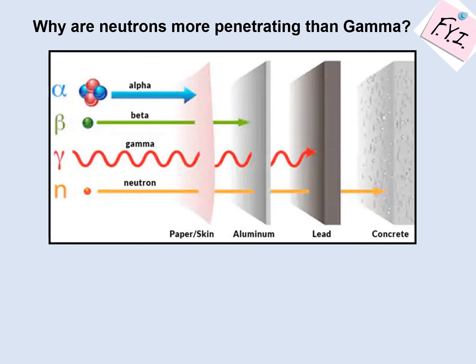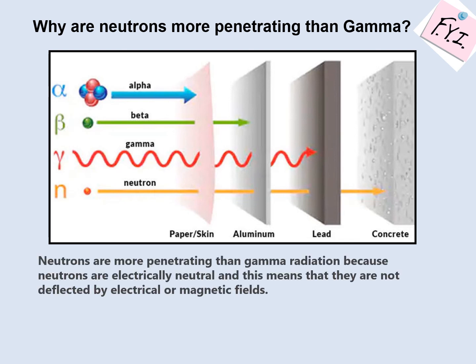Here's one for you. The FYI there says that this is for your information, so it's not something you need to remember, but you should be able to work it out, really. Why are neutrons more penetrating than gamma, even though a neutron is a particle and gamma is an electromagnetic wave? Why are the neutrons more penetrating, as we can clearly see from that diagram? I'm going to freeze it and have a think about it. I'm going to click up the answer in 3, 2, and 1.